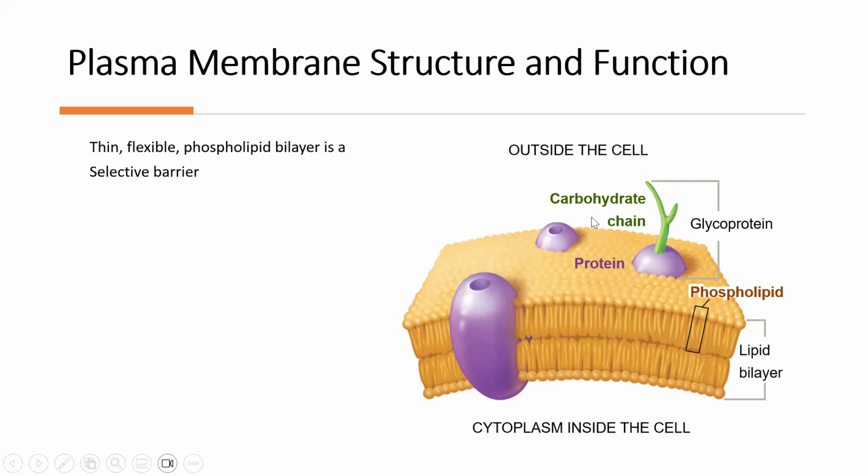Now, the plasma membrane needs to be flexible, and it is composed of a phospholipid bilayer. So we learned a little bit about phospholipids in the last chapter. So we've got these hydrophilic heads and these hydrophobic tails that form into this bilayer. And this is fairly thin. And it's going to selectively keep some things inside the cell and some things outside of the cell. So it's a selective barrier. Some things can get through and some things need permission.